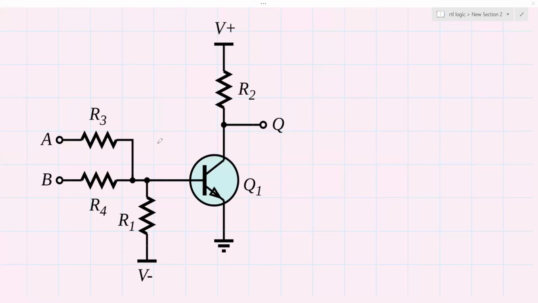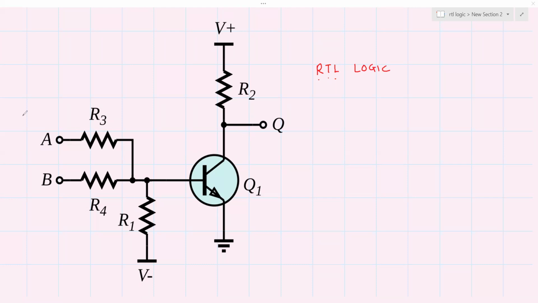Hello, very welcome back. On your screen, you see an analog circuitry realized using a transistor and resistors. This is basically a circuit in analog domain used to realize digital logic, and this logic can be called RTL logic. RTL stands for resistor transistor logic. Since, as I said, there are resistors and a transistor, this is an RTL logic.